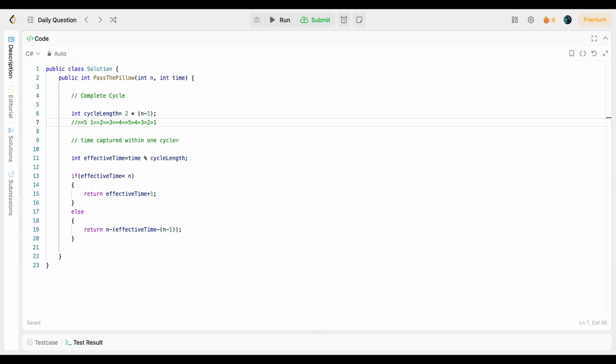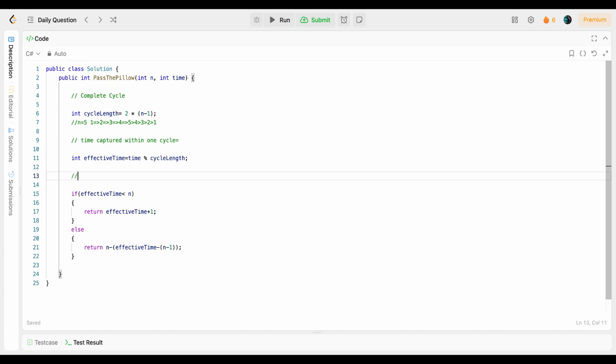Let me go back and explain why we take the modulus operator. We use the modulus operator to get the remainder when the time is divided by the total cycle length. Let me take an example. Suppose you have a cycle length of 8 seconds, and you want to know the position after 15 seconds. Then 15 modulus 8 will be 7.